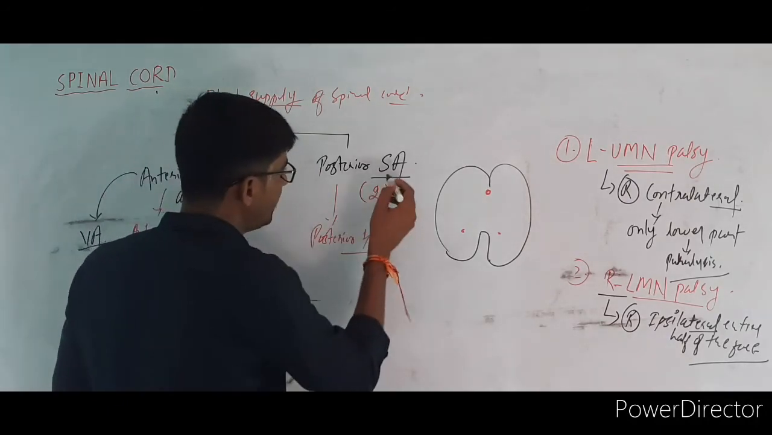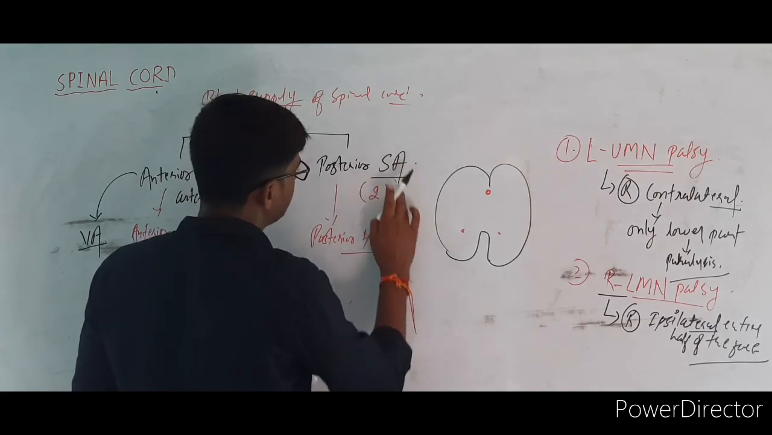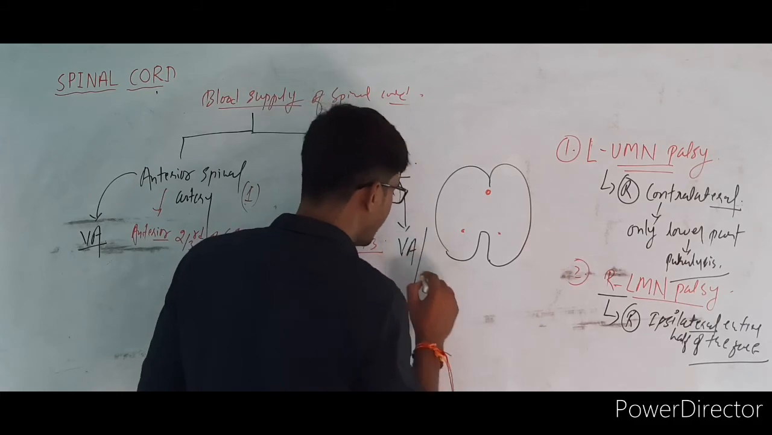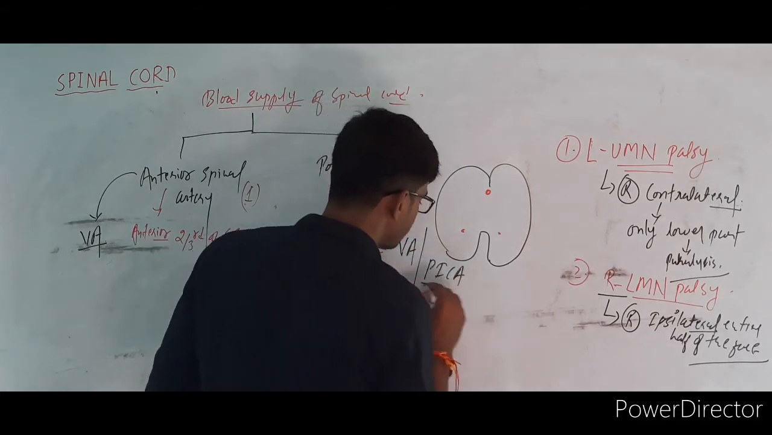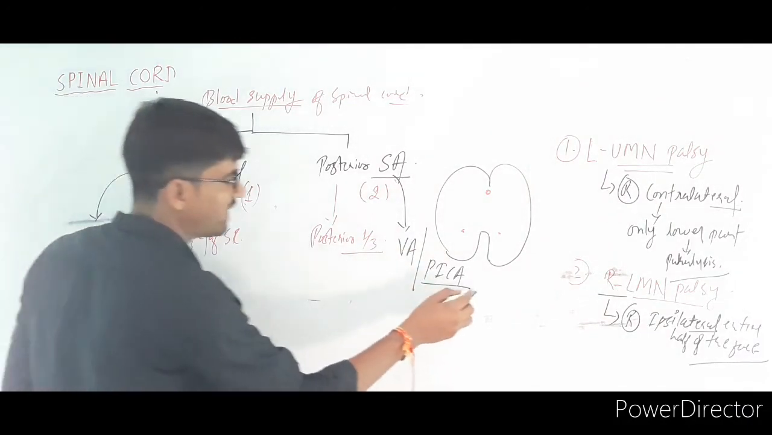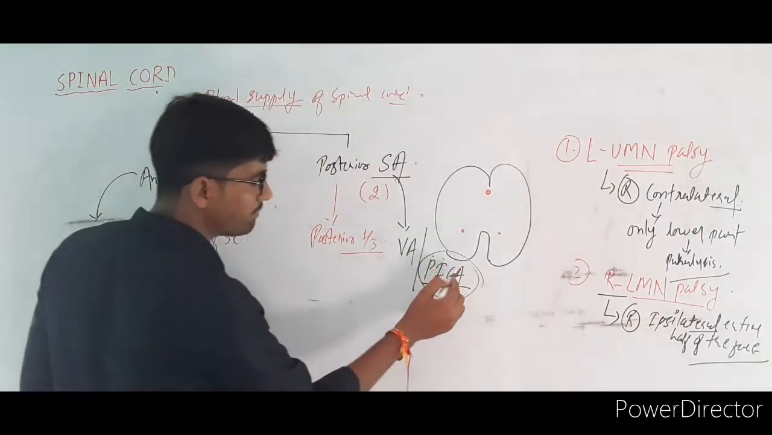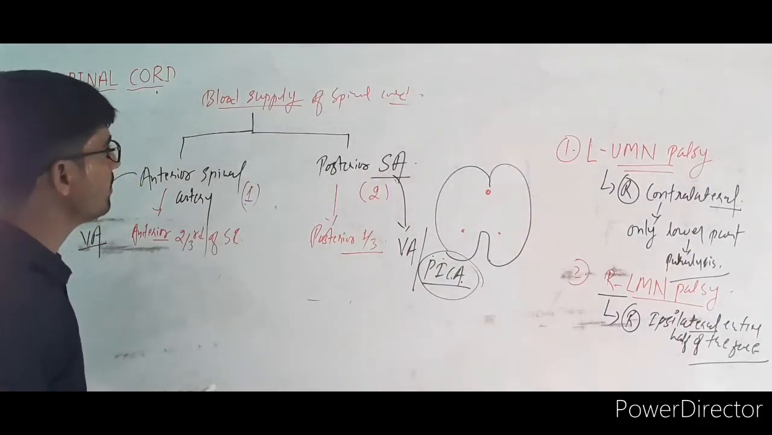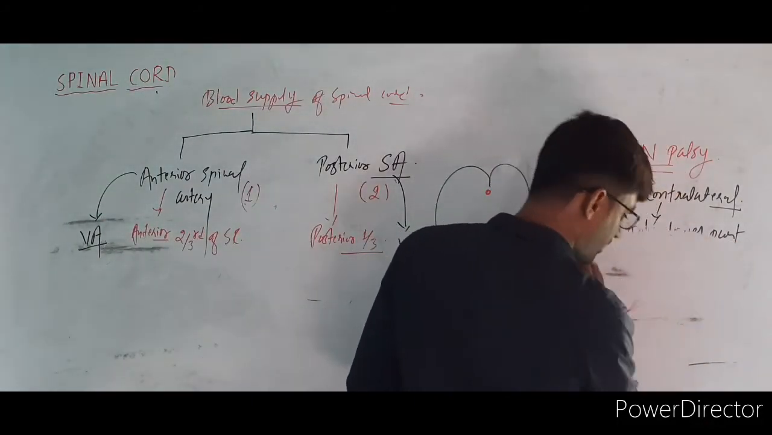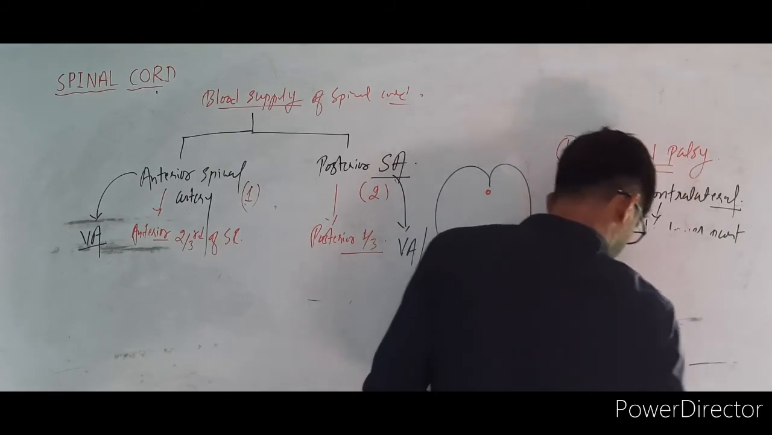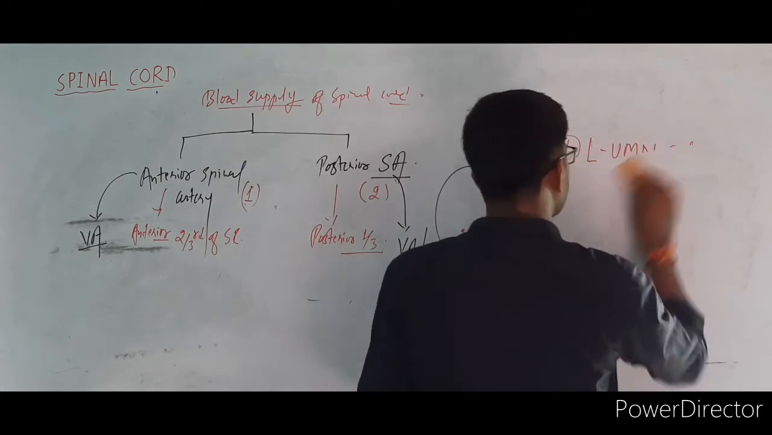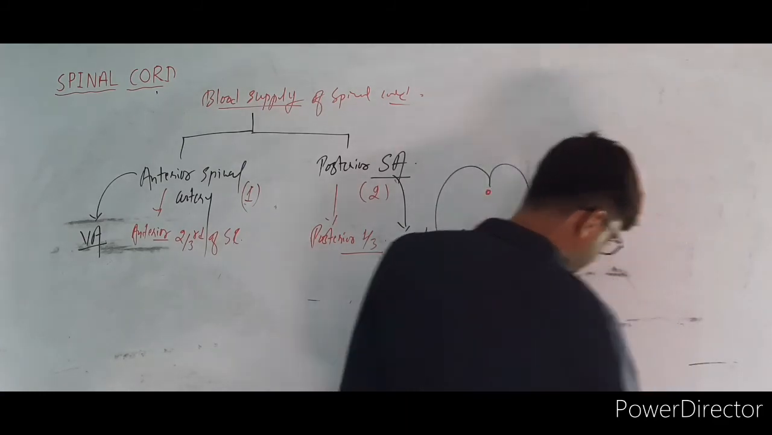Can you tell me the posterior spinal artery is a branch of? It can be a branch from the vertebral artery and PICA. Sometimes it's a branch from PICA, sometimes from the vertebral artery. What is PICA? Posterior inferior cerebellar artery, right? So this is the blood supply of the spinal cord. One more thing, there is one more artery that is called segmental arteries. So there will be anastomosis.